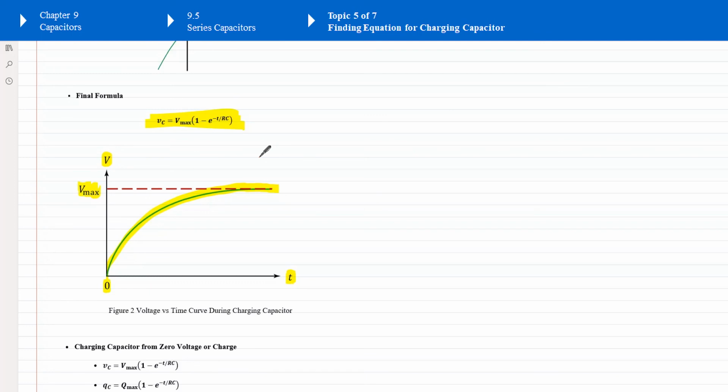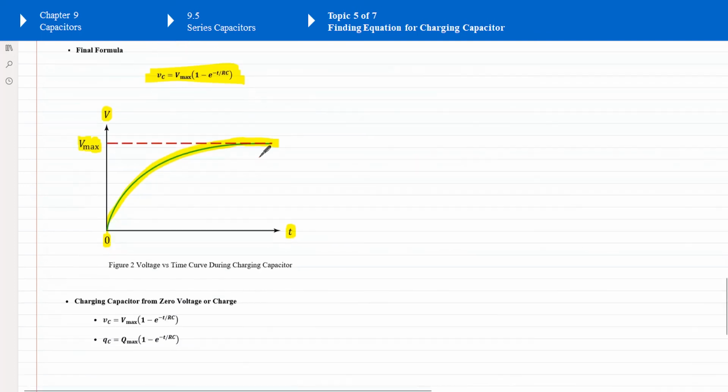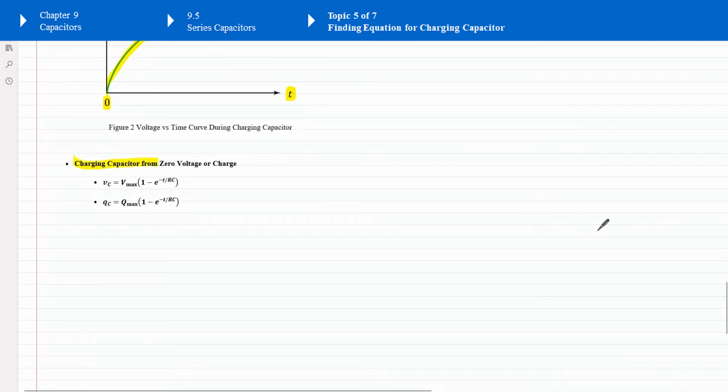This formula is the backbone. It is like a template. If you remember this form, we know the voltage and the charge equations for charging a capacitor. Below are the formulas for charging a capacitor from 0 volts or 0 charge. The first equation is for finding the voltage across the capacitor at any time. That is, Vc equals Vmax times 1 minus e to the power negative t divided by the time constant.